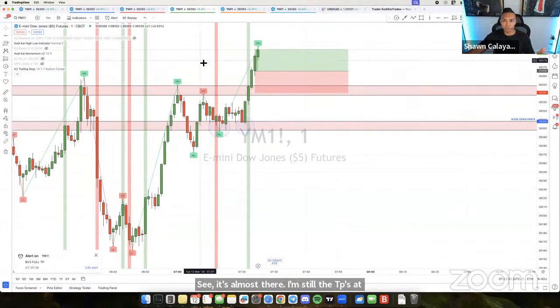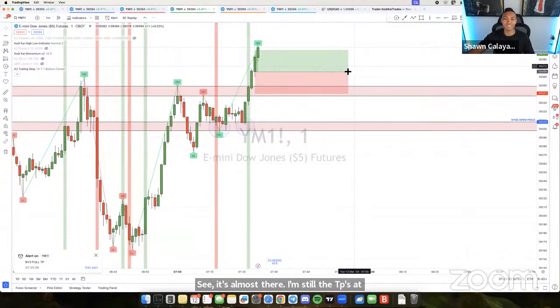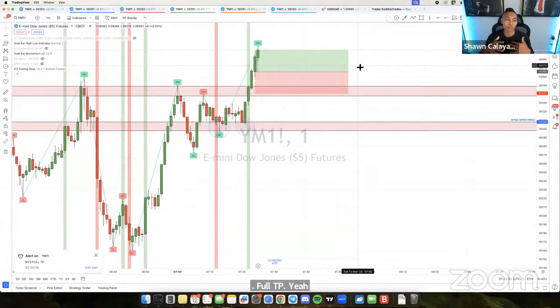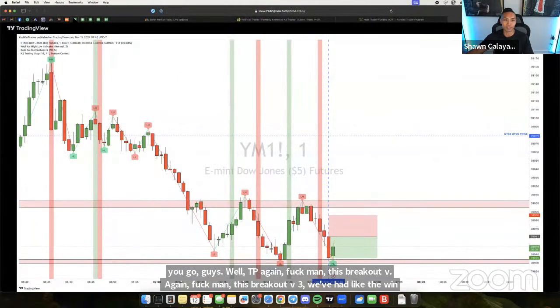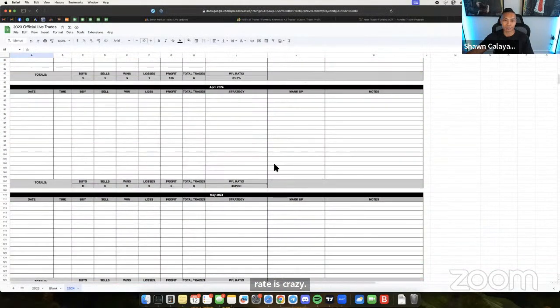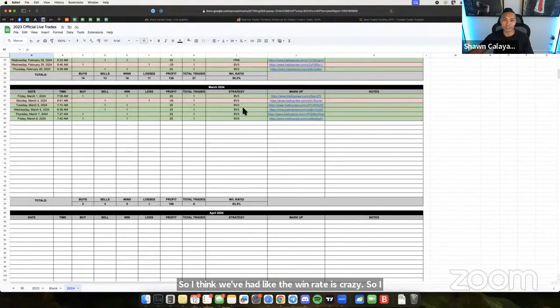Full TP. Oh, yeah. There we go, guys. Full TP again. This breakout V3, the win rate is crazy. How many wins have we had so far on the breakout V3? Damn, we're on a win streak of like 6 wins right now. I'm telling you guys, this is fire.